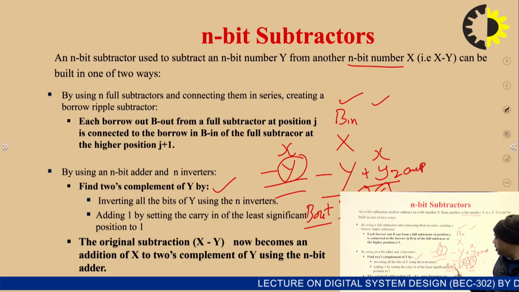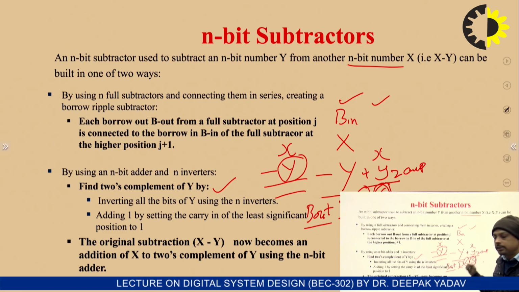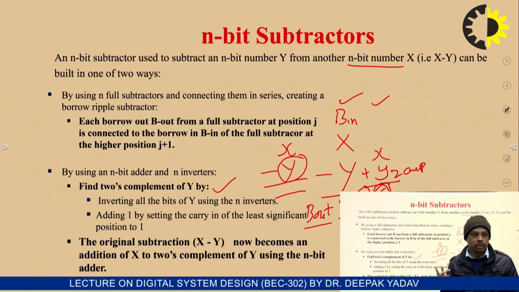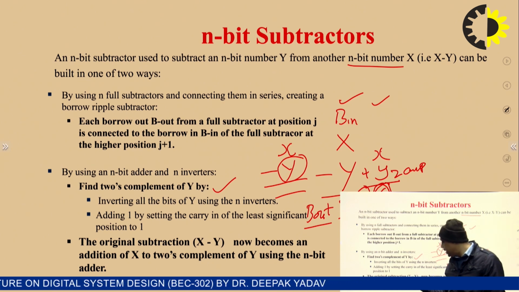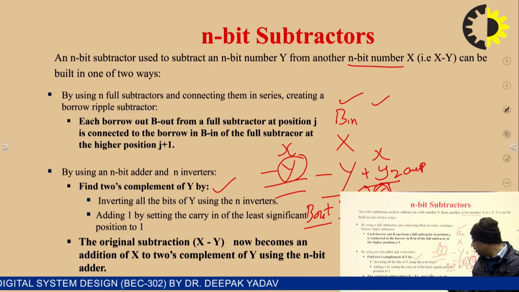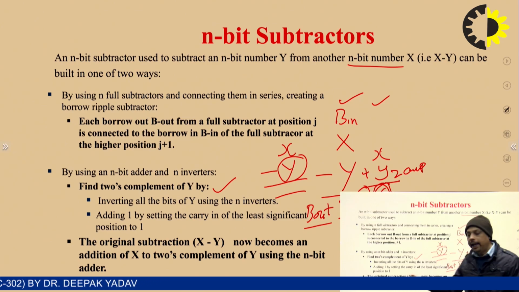But if there is no carry, then the result is in complemented form. Then again we have to perform the second complement of the result so that we can get the actual result. So this is written over here. The original subtraction X minus Y now becomes the addition of X to the 2's complement of Y using the n-bit adder circuit.